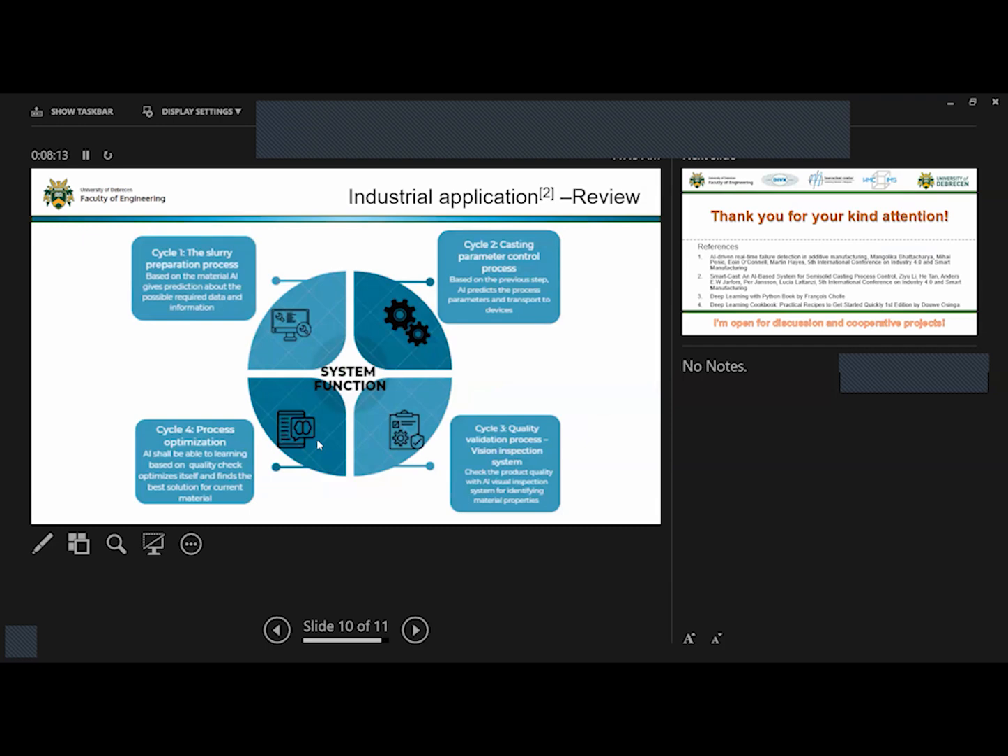And then last but not least, I hope I keep the time limit, a review of a real industrial application which exists now for alumina casting. The first cycle is the slurry preparation process, then the casting parameter control process optimization, and then quality validation process and vision inspection of the system. So basically, this one is a working study. In the article, which will be published, you can read more about this kind of information that I showed on this slide.